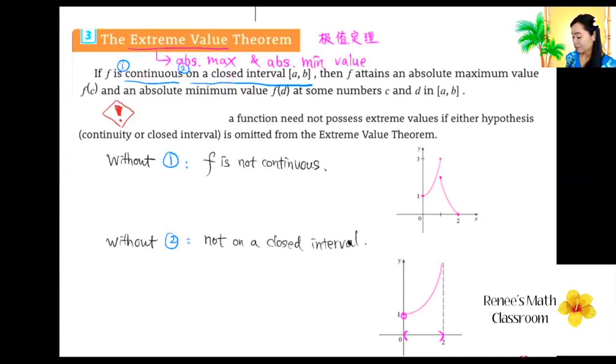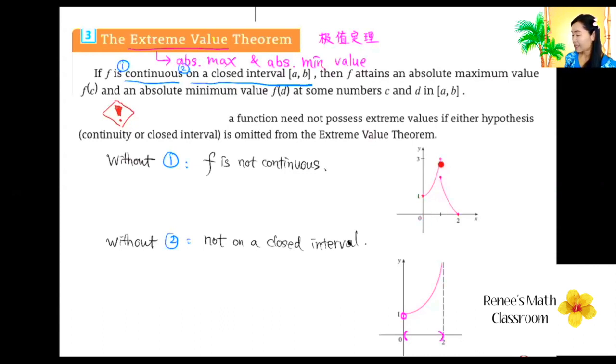Number two, it has to be a closed interval, a to b. Now, if you take away one of them, then this conclusion is not guaranteed. Say we take away the first condition. If the function is not continuous, we can have a function like this. It's not continuous at 1, but on this closed interval from 0 to 2.